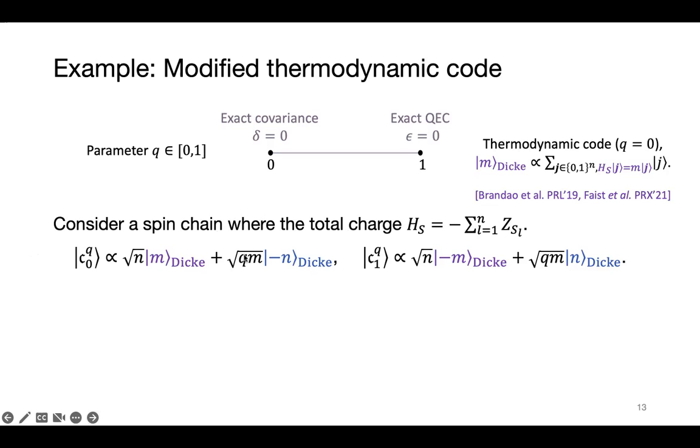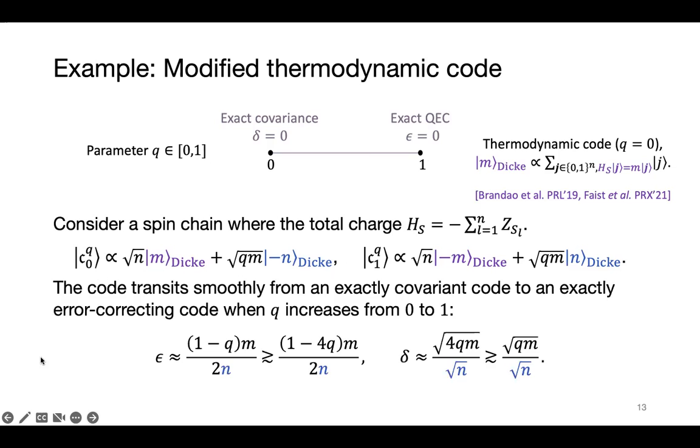We could add this extra term based on parameter Q, and we can verify that when Q is equal to 1, the error correction condition is satisfied and the code becomes an exact error correcting code. One can calculate epsilon and delta in this case, and epsilon is going to scale like 1 over n, which exactly matches the scaling of our lower bound. Similarly, the scaling of delta is going to be the same as our lower bound.